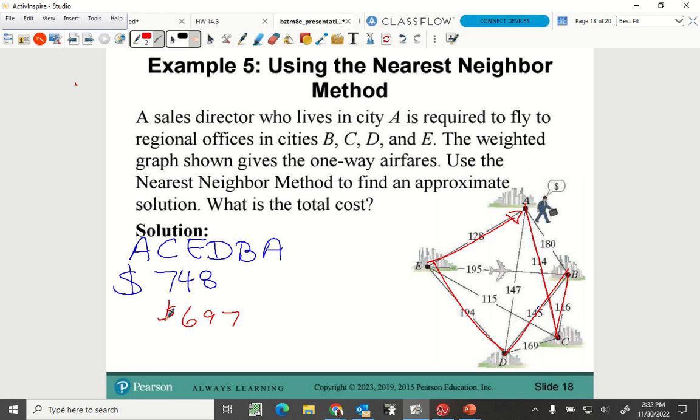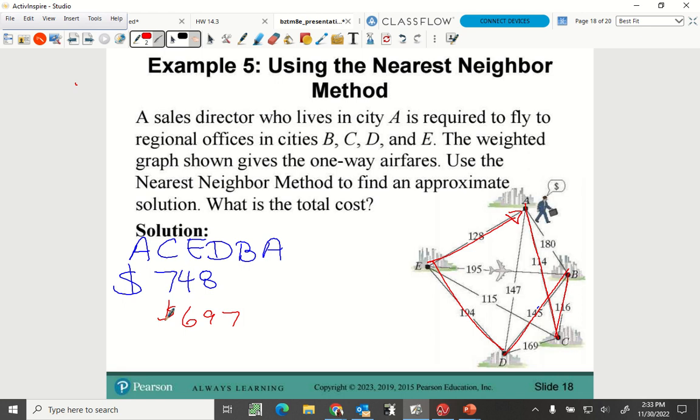So is the nearest neighbor method always the cheapest? No. But it's going to give you one that shouldn't be the most expensive. That's one way of trying to minimize the values. You guys agree with the number 697? Everyone? Yes? You agree? There's one more cheaper. Is there a cheaper one?